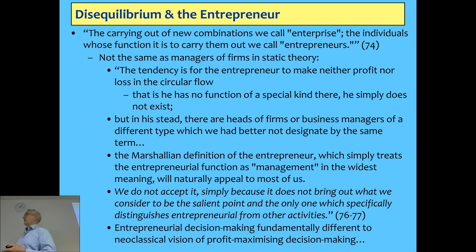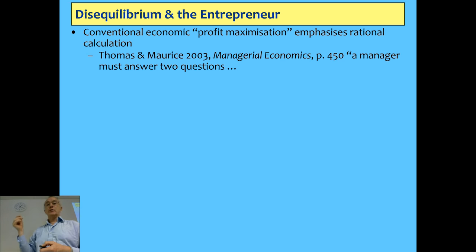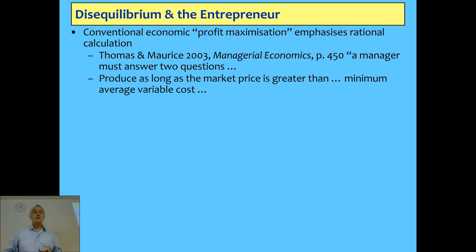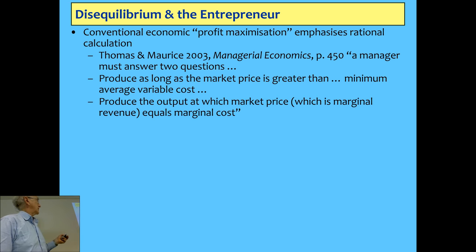And it's very different to profit maximizing. Profit maximizing is managing to get the right gap between your costs and your profits to maximize your profits. Okay? That's management. What Schumpeter sees with entrepreneurs is coming up with a whole new idea and making a devastatingly large profit, or for a lot of them, a devastatingly large loss when they disappear. This is a book on managerial economics. It says what a manager does is produce as long as price exceeds variable cost and price where marginal revenue equals marginal cost. That's what they see as management.